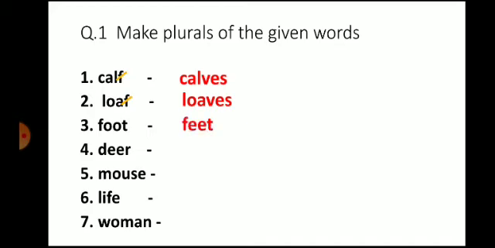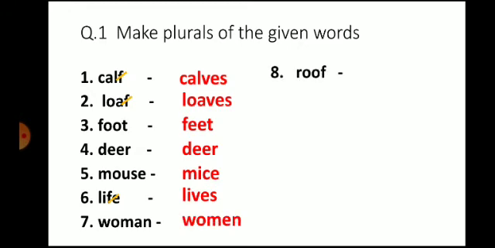Now deer, we know that deer is the same in singular and plural form. Now the plural of mouse is, yes, correct, that is mice, M-I-C-E. Now here in the word life, at the end there is FE. So what is the rule? FE cut and write VES. So lives. Then woman. So again here the inside vowel will change. So A is replaced with E. So women. So we will see few more words.